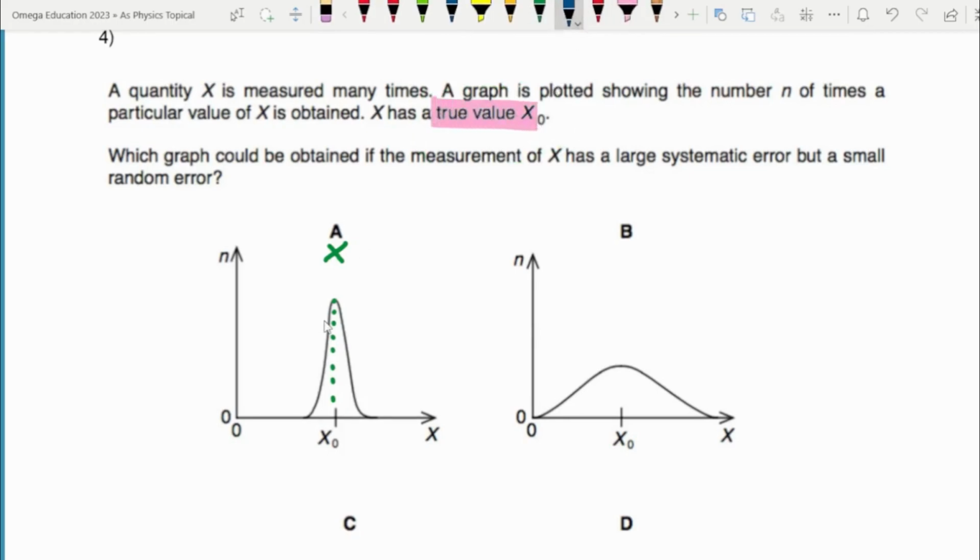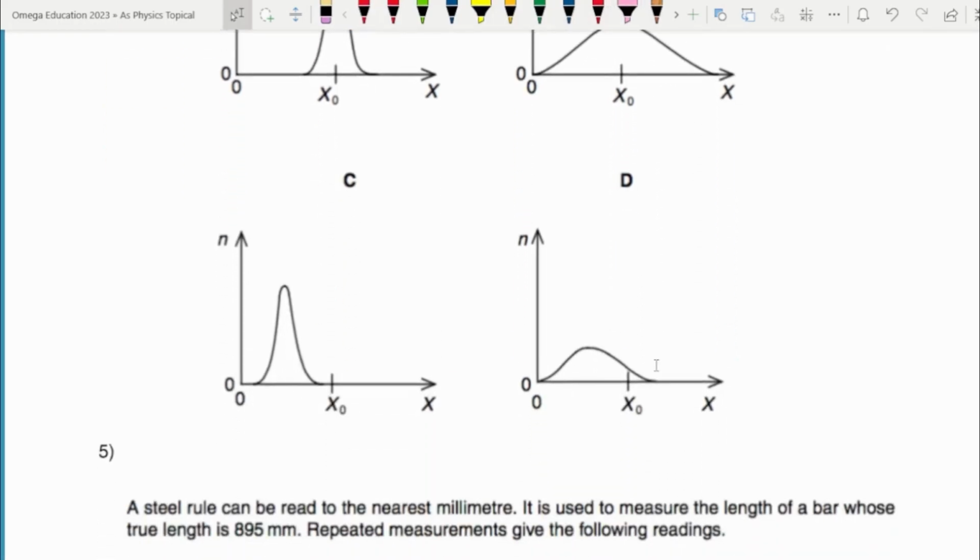So if the peak is passing through the X0, it means that there is no systematic error. Systematic error is almost none. So it can't be B as well, because the peak is passing through the true value. Can't be D. There is systematic error.